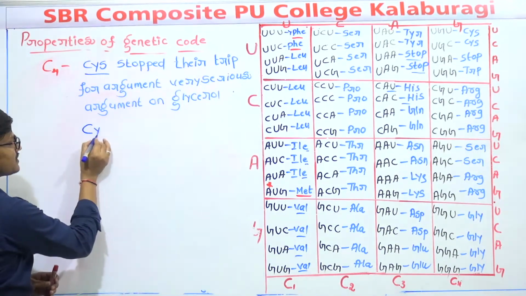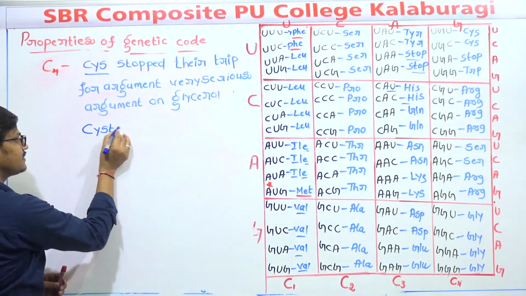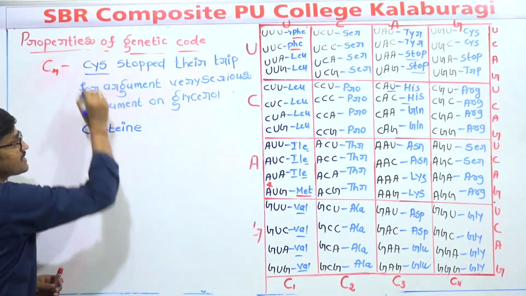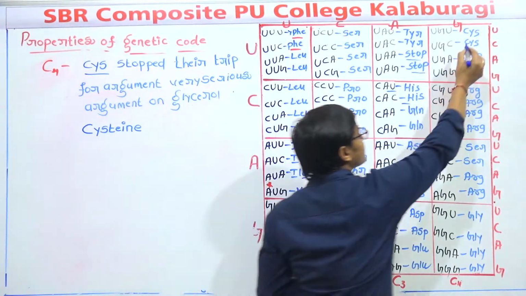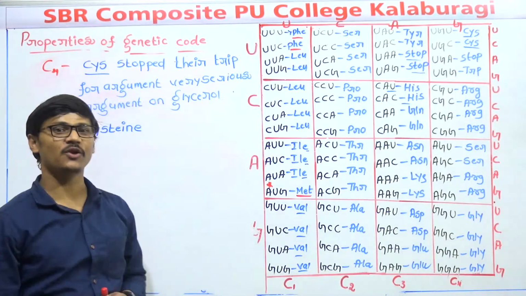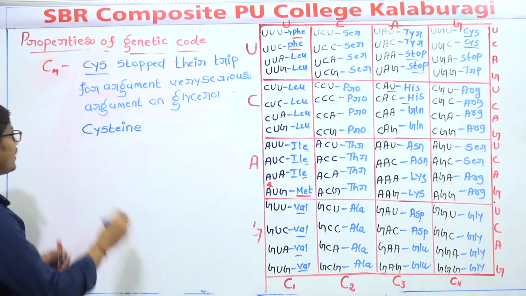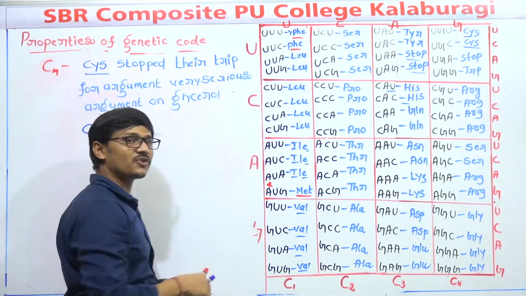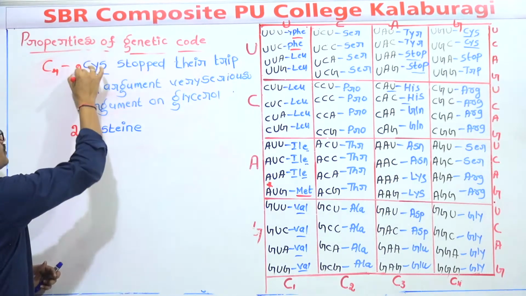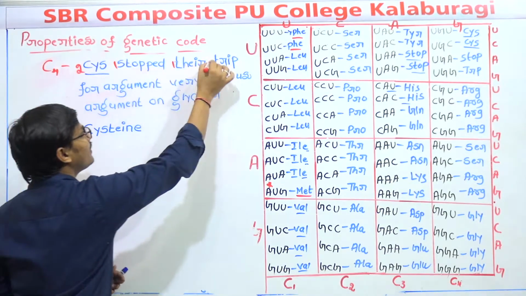Cis means cysteine. Here, cysteine. You can see in the last column, the first two codons are coding for the cysteine amino acid. And how many codons are there for cysteine? 2, right? That's why I'm writing 2. 2, 1, 1, 4.